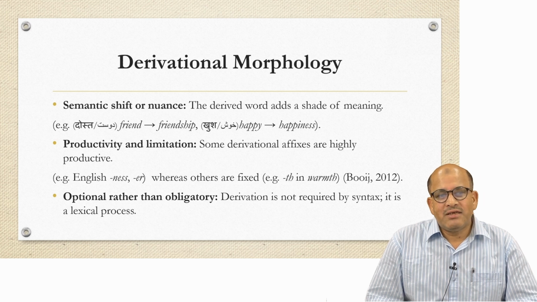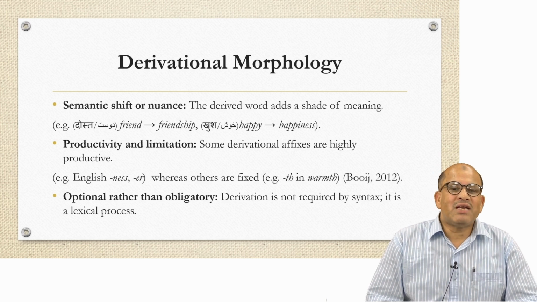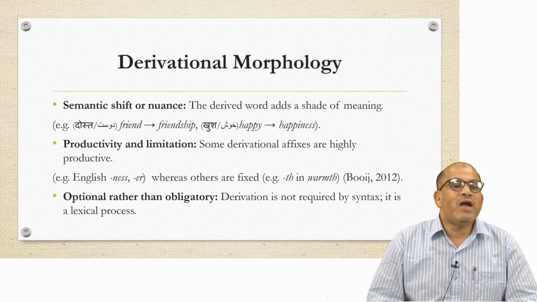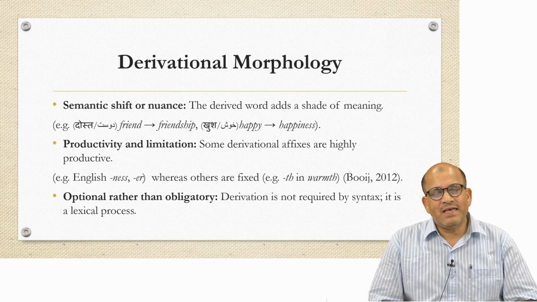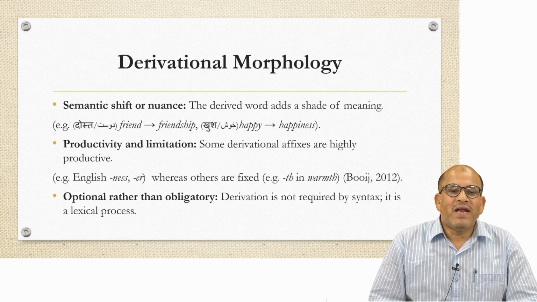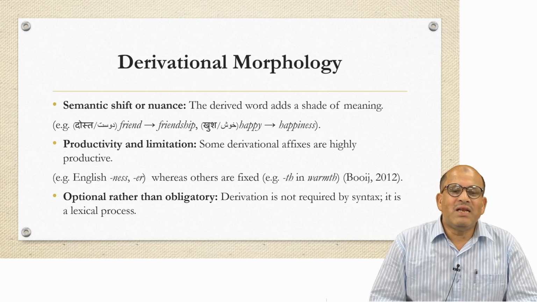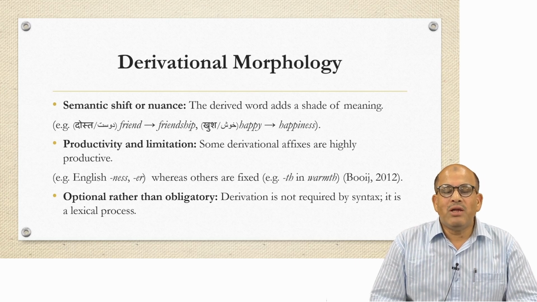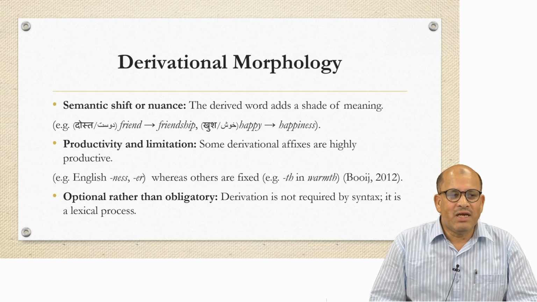Productivity and limitation. Some derivational affixes are highly productive, however, some are limited in their production. If you look at English, the ness suffix or the er suffix is productive, whereas others are fixed. For example, th is very rare even in English. When we say warmth, only then we use th, but ness and er are very common, like happiness, calmness, and er like worker, player, etc. And so many examples we can find here for ness and er.